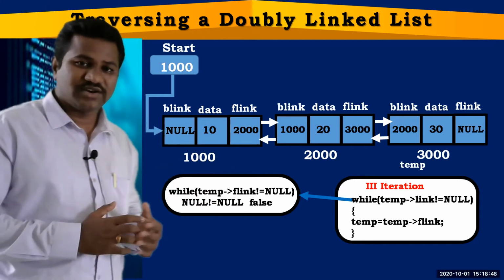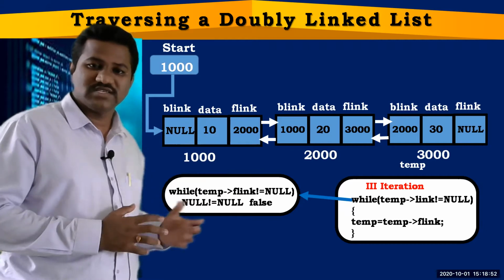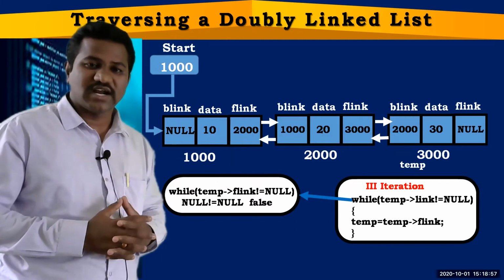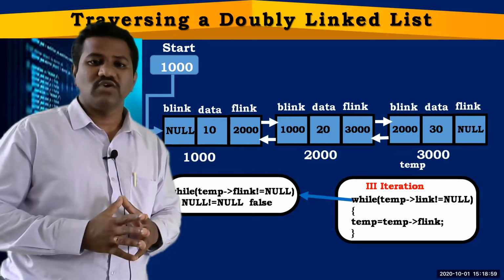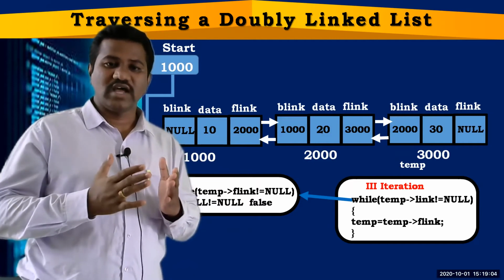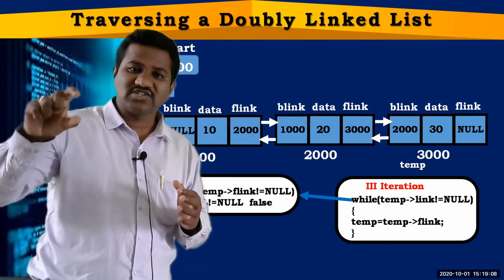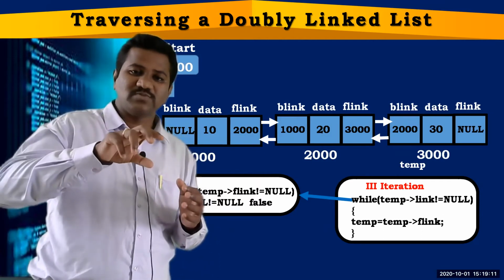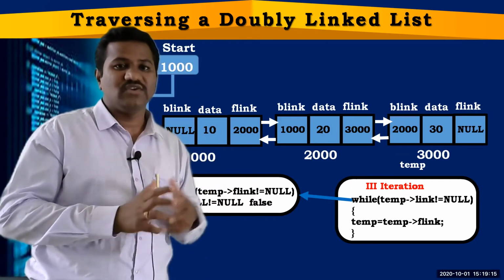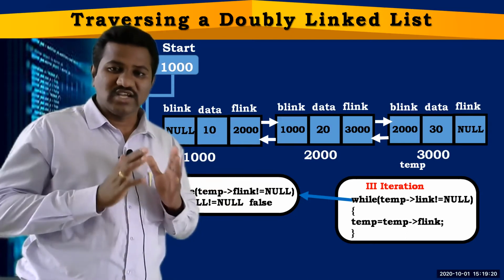Now we are entering into the third iteration, and temp forward link not equal to null means 3000 forward link, what do we have there? Null we have. Null not equal to null means the condition is false. That means what we are trying to do, as I said, is that we need to start from the first node and reach the last node. After reaching the last node, we need to print the last node value, again move to the last but one node. From that, again to the previous node. Like that we need to come to the first node and print the first node data part also. Till now we have not printed any data part; we have reached the last node.